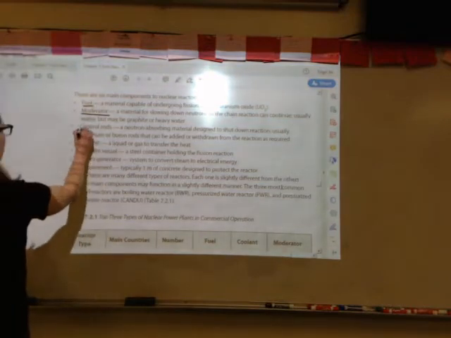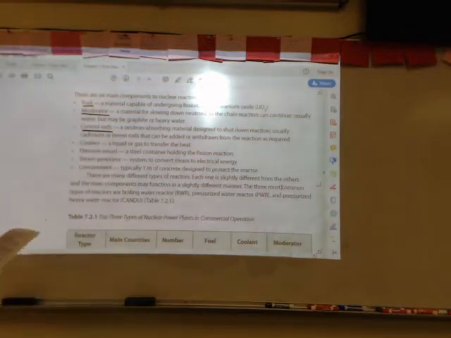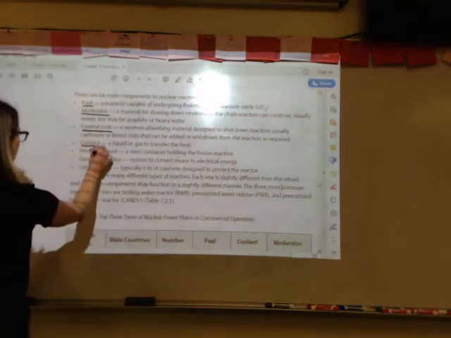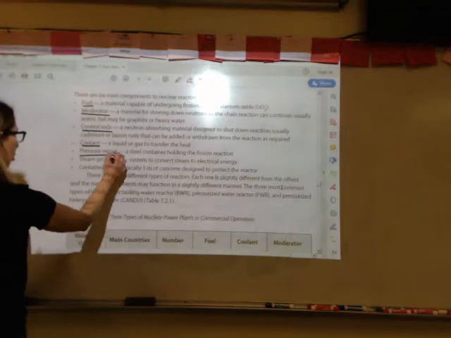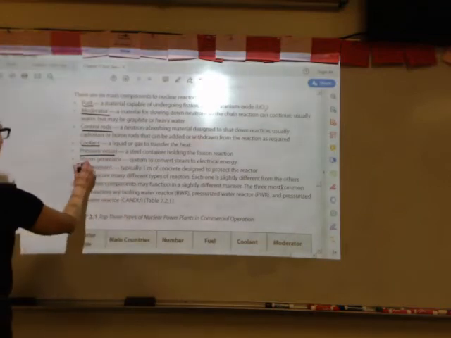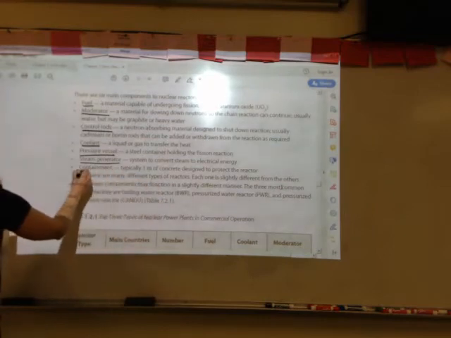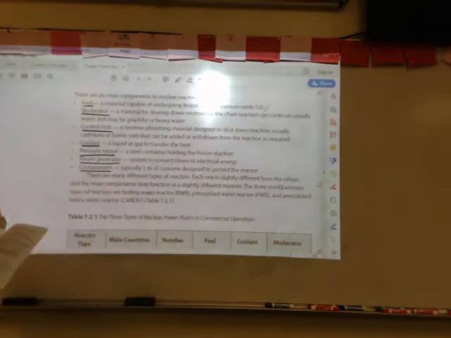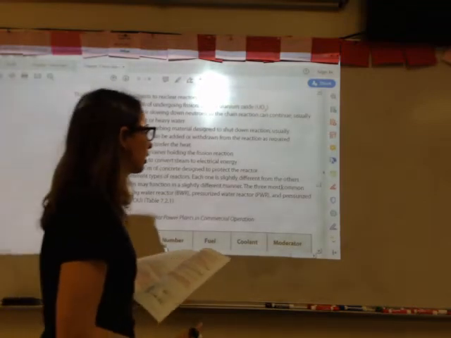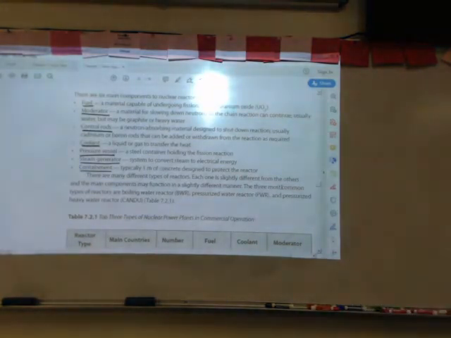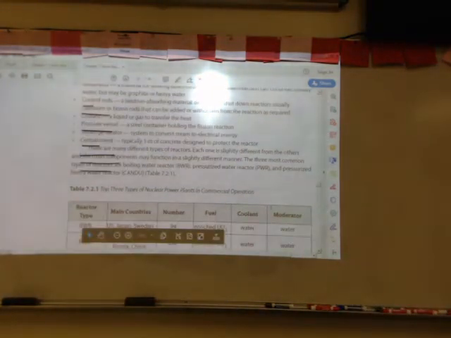And they have to have control rods, which absorb neutrons to shut down a reaction. They have to have a coolant, a pressure vessel, which holds the fission reaction, a steam generator, which converts your steam to electrical energy, and then a containment, which is usually a meter of concrete to protect the reactor in case something breaks down. Now, there are different types of reactors, and each one is slightly different from another.